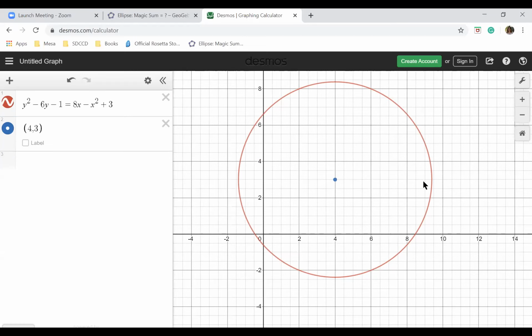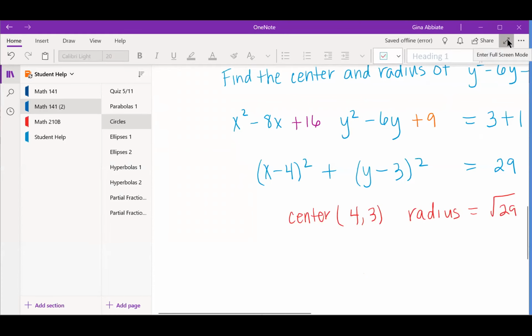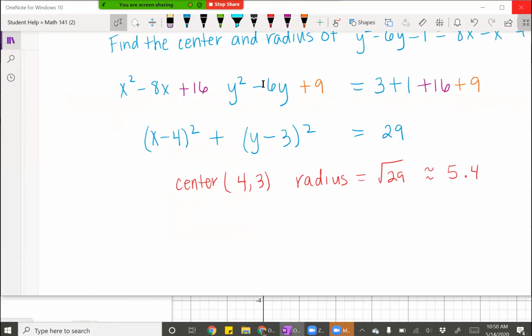So again, don't worry too much about graphing these by hand. You'll be able to use Desmos to graph any of these and see what the pictures look like. All right, let's go back to OneNote here. So let's switch gears then and look at ellipses.